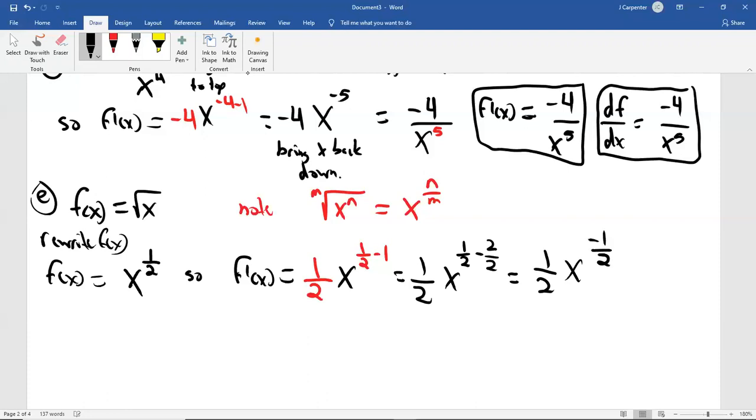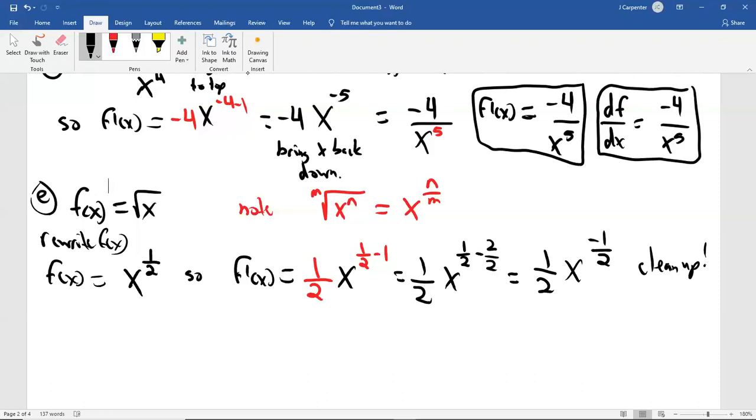The denominator stays 2. So this is our answer, and it's correct analytically, but it's not even close to the format of what we originally had. It's got a negative exponent, and it's got a fraction exponent. So we got to clean that up. We got to put it back in the original format. I think it's easiest to handle the negative exponent first.